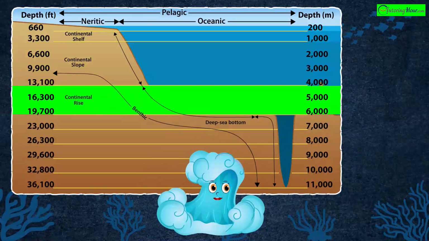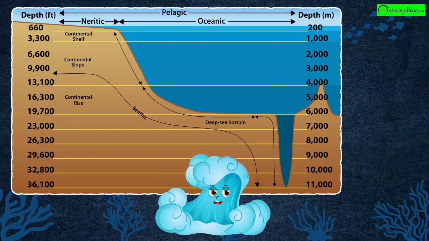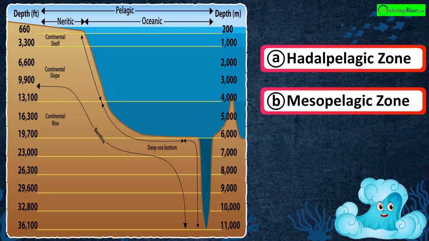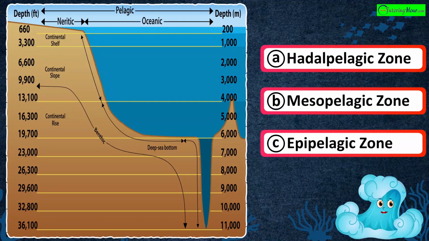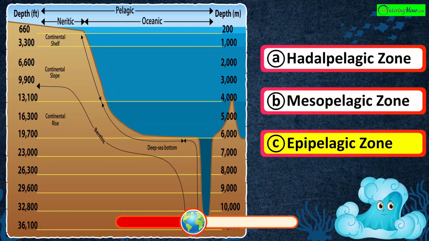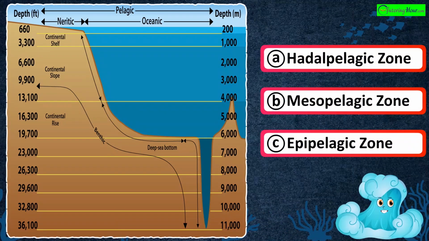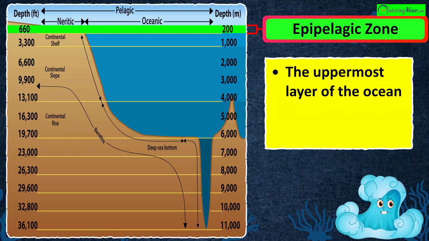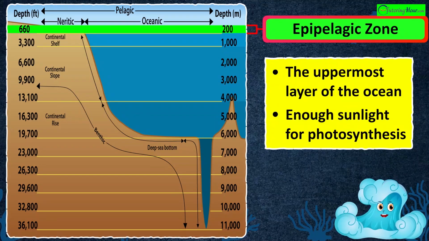Which of these zones supports photosynthesis? Is it A. Hadal-pelagic zone, B. Mesopelagic zone, or C. Epipelagic zone? The correct answer is the epipelagic zone, the uppermost layer of the ocean, where there is enough sunlight for photosynthesis.